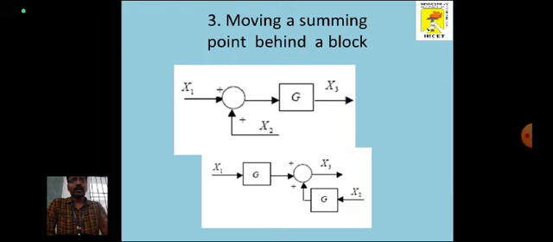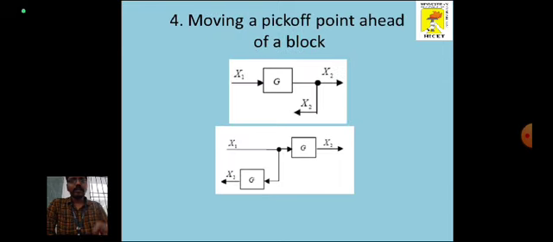Okay, in the same way, the next rule: just like the summing point, we can move the branch point also. Either the branch point is before the G or after G. So G is in a block, so I can move it behind G or after G. Here the fourth rule is we are just moving behind G. If you are moving behind G, it should be added as G itself.